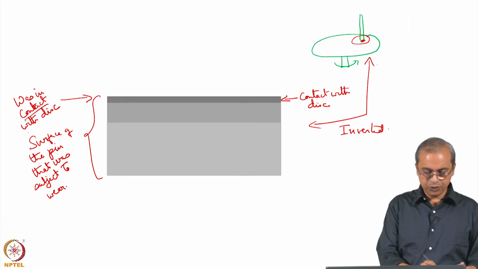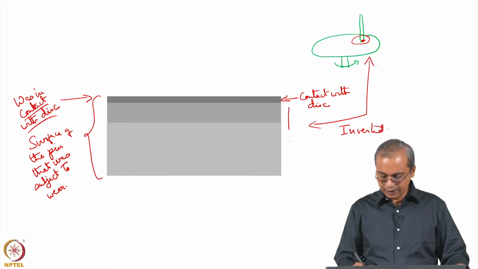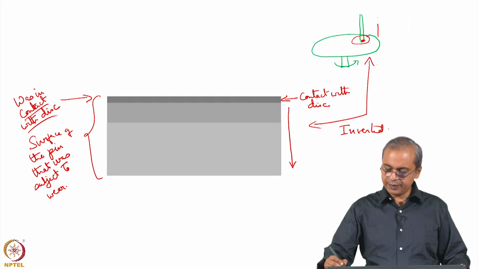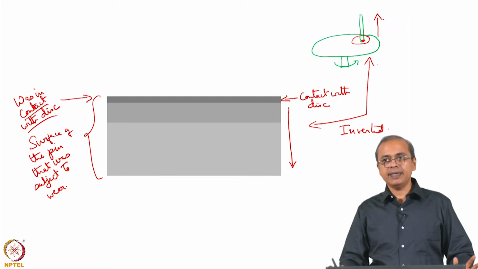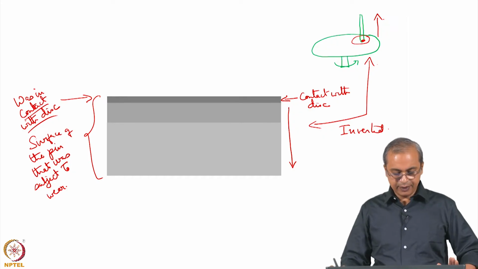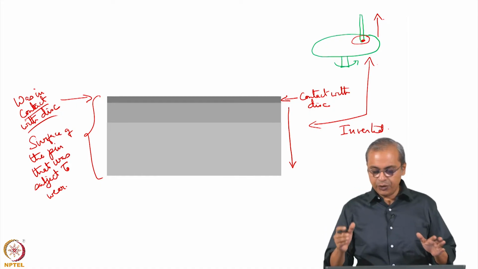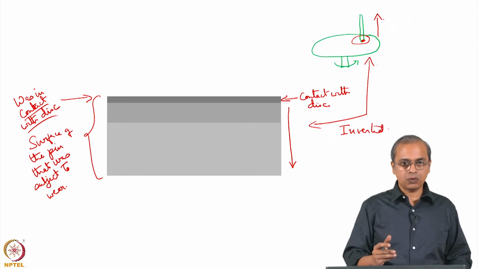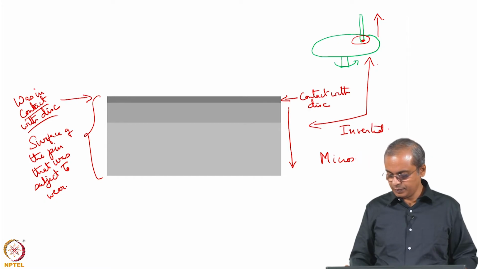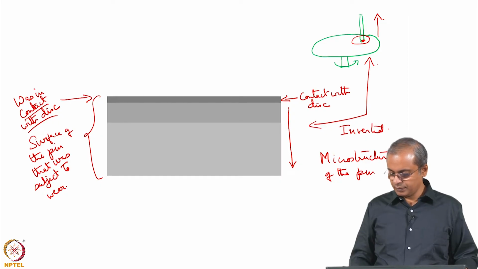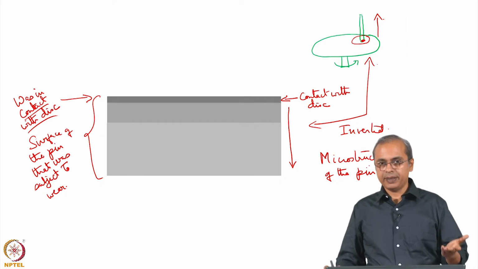Okay, so, which is what I have put here also. It is in contact with the disc, and this is heading down here, and heading up there. It is inverted, so to speak. Generally when you do a wear test, once you finish, you take the pin and look at it under the microscope. You have to look at the microstructure of the pin.